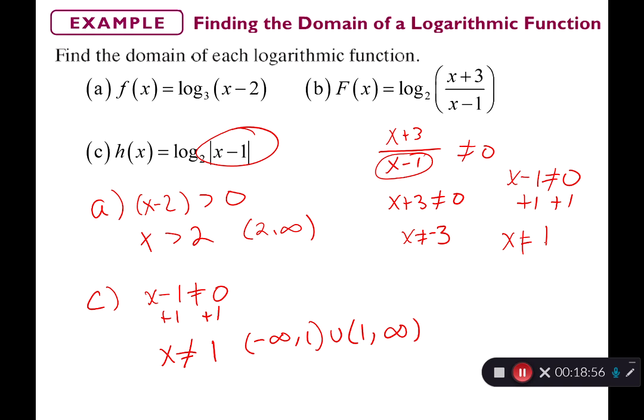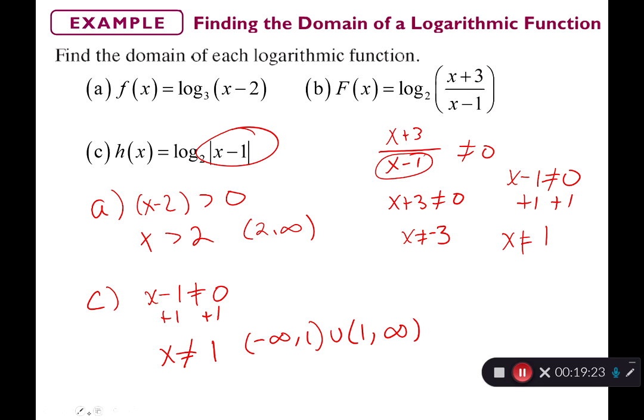Now the question is, are there any other numbers we have to eliminate from our domain? If we have to eliminate them, it's because it makes everything in this parenthesis a negative number, or it makes it equal 0. Well, we've taken out the two numbers that would make things equal 0 or undefined. Are there any other numbers that would make the result negative?